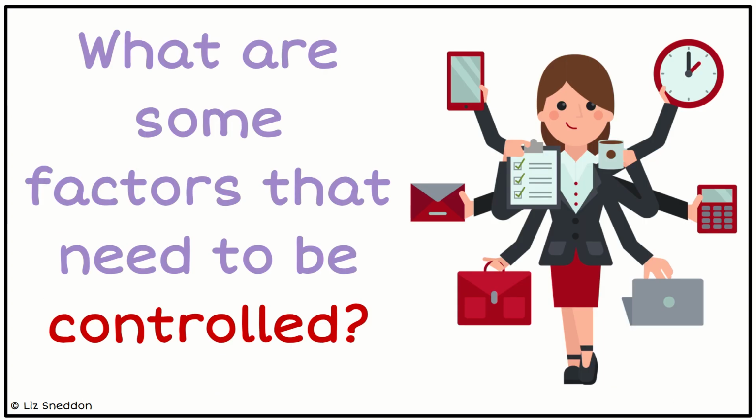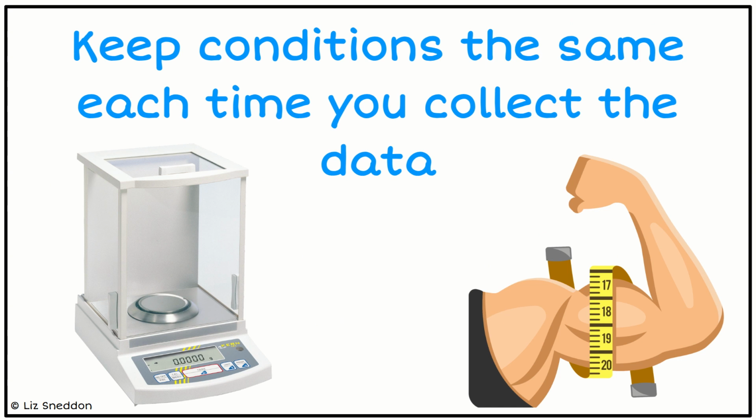So we also want to think about, well, what are some of the factors that need to be controlled? So what are some of the things that can affect whatever it is that we're trying to measure? We want to also keep conditions the same every time we collect data. So if we have, for example, one person doing the measuring, then they're more likely to be consistent in their measurements.